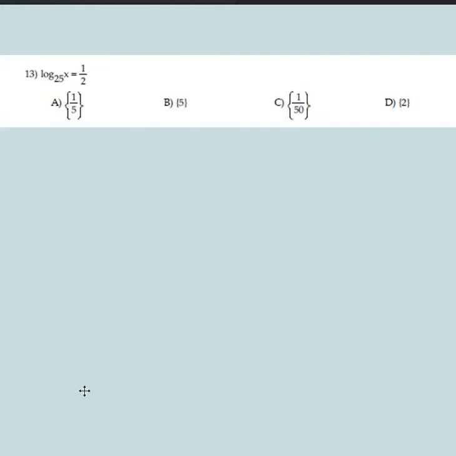Here we have problem 13. This one says log base 25 of x is equal to 1/2, right? So how do we solve this problem? We have to solve here for x. Let's rewrite the problem then here. Log base 25 of x is equal to 1/2.